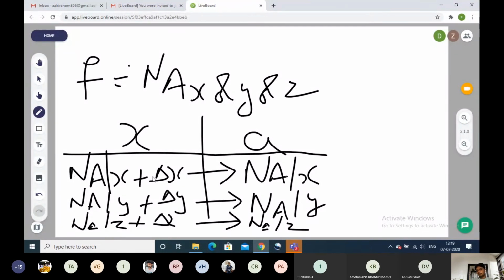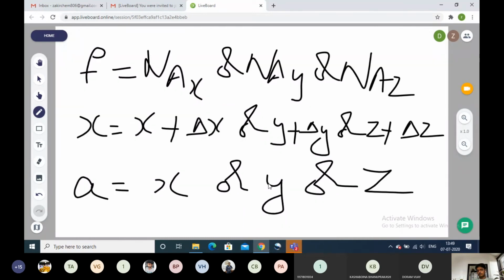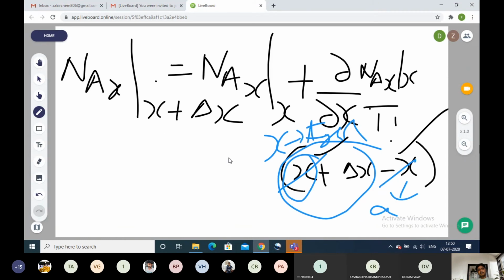We have to simplify this equation to this one. When we are using N_A at x plus delta x, we have to write N_A at x. When we are using N_A at y plus delta y, we have to use N_A at y. So using this terminology, we will apply the Taylor series expansion. Then f is equal to N_Ax, which will take these corresponding notation schemes when we apply the Taylor series expansion. Similarly x applies, and a also applies.